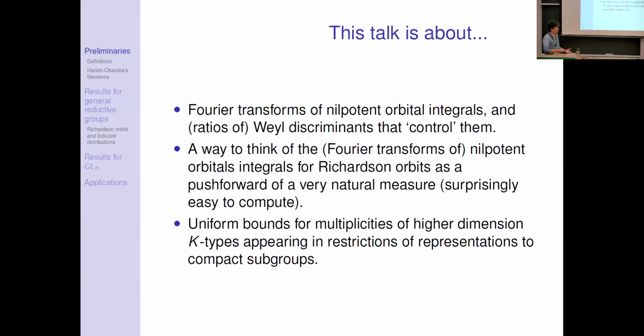So anyway, what it's about is a few slightly disjointed things. The main culprit is Fourier transforms of nilpotent orbital integrals and how they're controlled in size by various ratios of Weyl discriminants, which, thanks to all the symmetries that exist in the Lie algebra picture, have some really nice formulas that come out that I want to showcase.